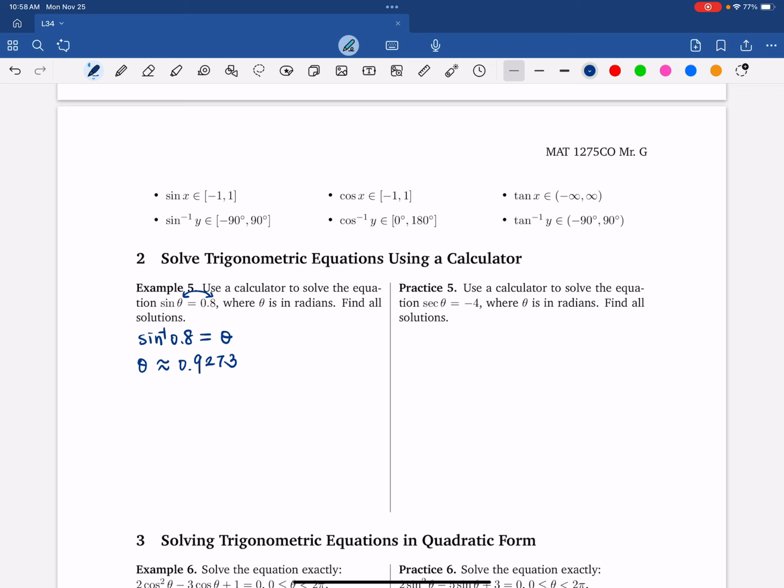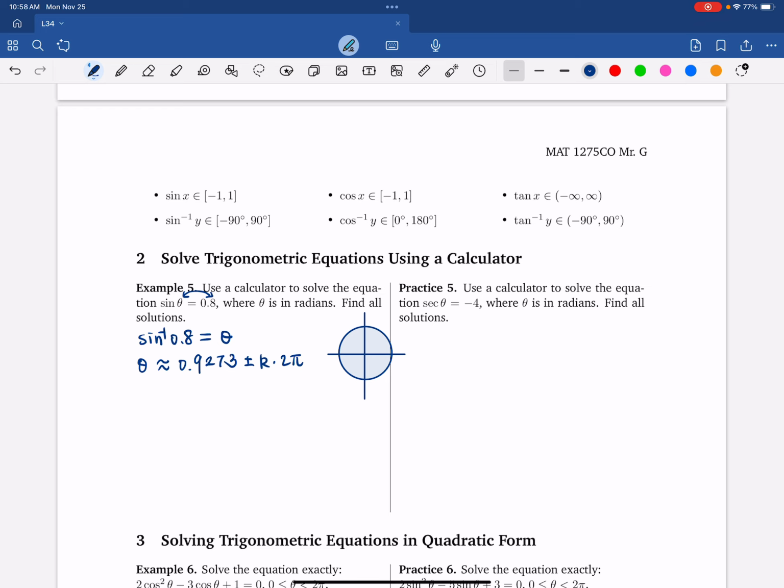And because we need to find all solutions, we need to add plus minus k times 2 pi, right? Remember from the first page, I use 2 pi because they want the theta to be in radians. But this is not the complete solution. There is one more solution. So how do you know that, right? That's where the visualization will help. So we're going to do a unit circle. And then I'm going to do my axes.